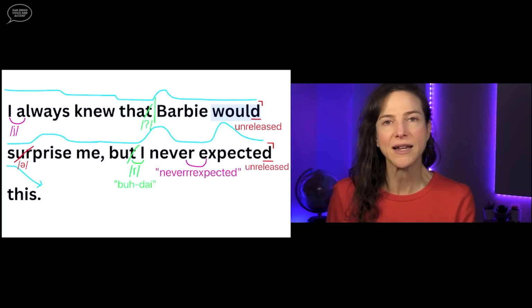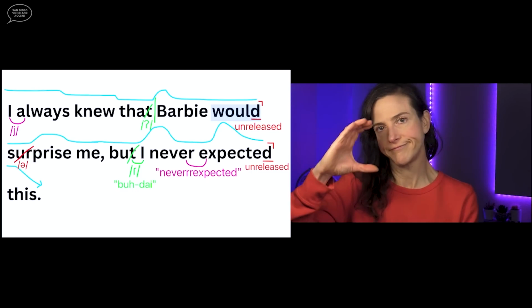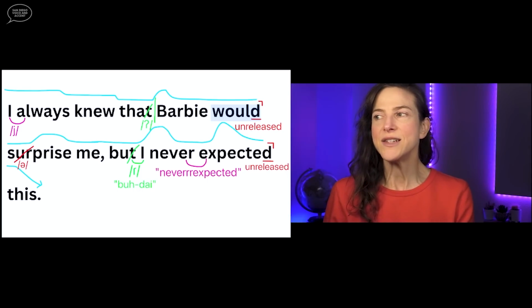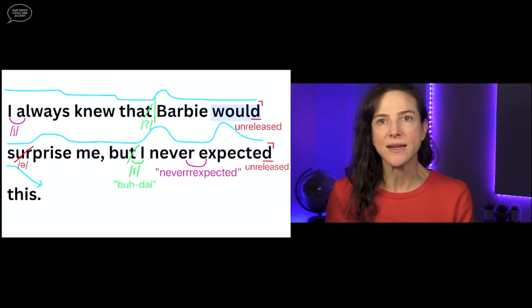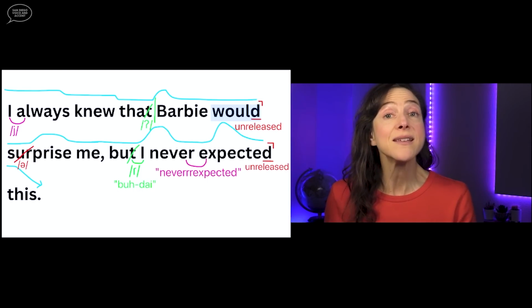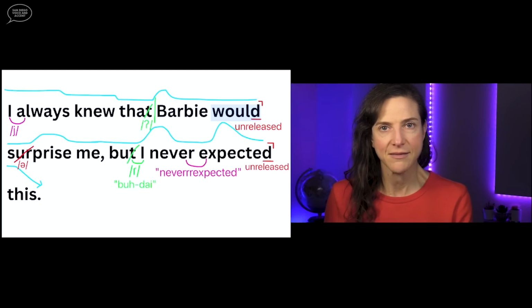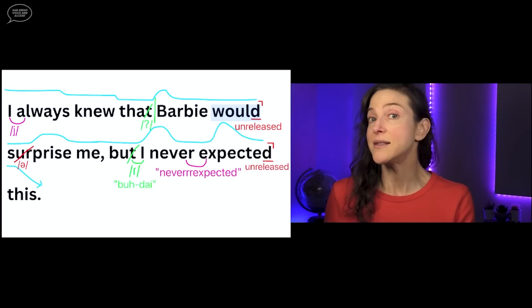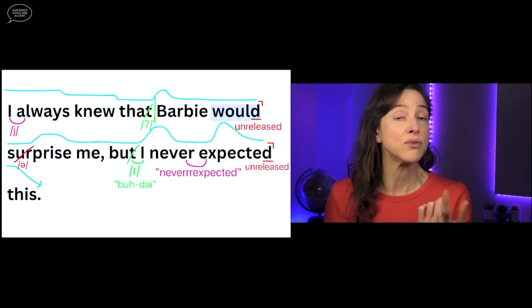Now, I want to point out this here, and you're going to see this later on in other slides. I've underlined this final D sound, and it has a little cap, like a little caret on the side of it, and I have the word unreleased underneath it. So this is a link. So she's using an unreleased D in the word would as she links to the word surprise. Okay, so this is common when a word ends in a D sound and you're linking it to a consonant.